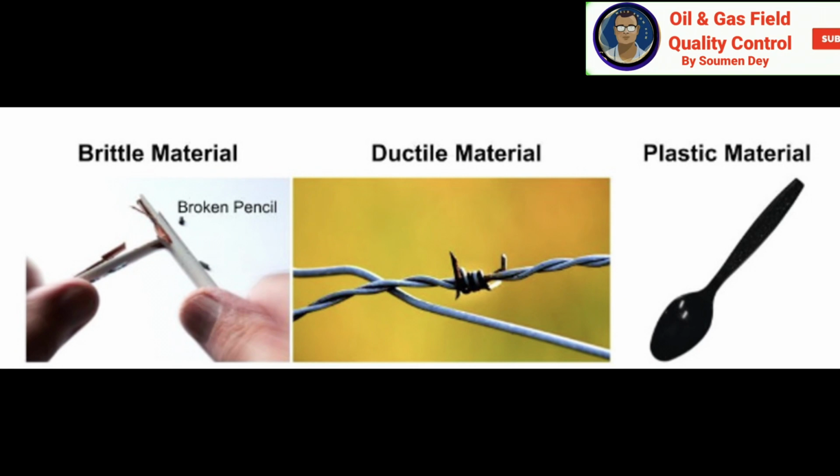Stress strain diagram comparison for ductile, brittle and plastic material. We can classify most materials available in the market into three categories: ductile, brittle and plastic. Each of these materials exhibits different behavior when we apply external load. We can understand the behavior of these materials by analyzing their stress strain curves.